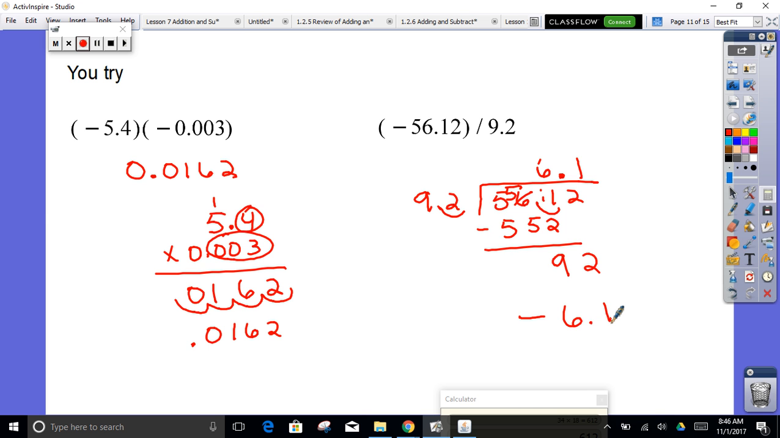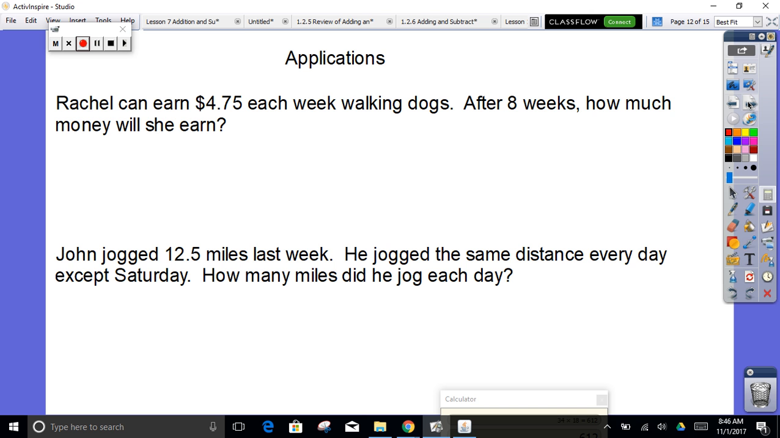Okay. Application. My applications, I think, are mostly using positive numbers, just practicing using decimals. Rachel can earn $4.75 each week walking dogs. After 8 weeks, how much money will she earn? Riley, what would I do to solve this problem?